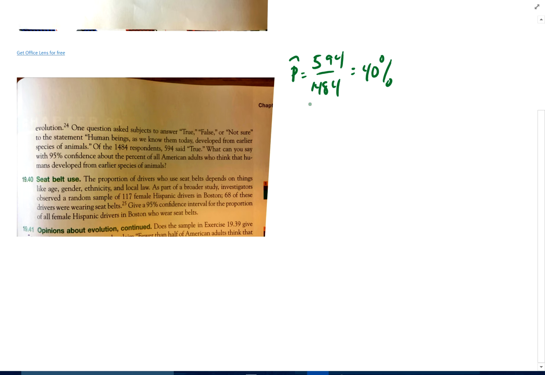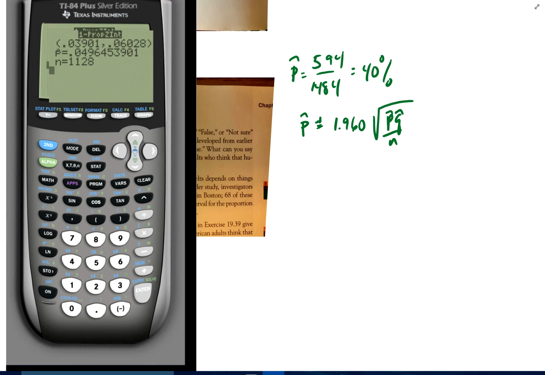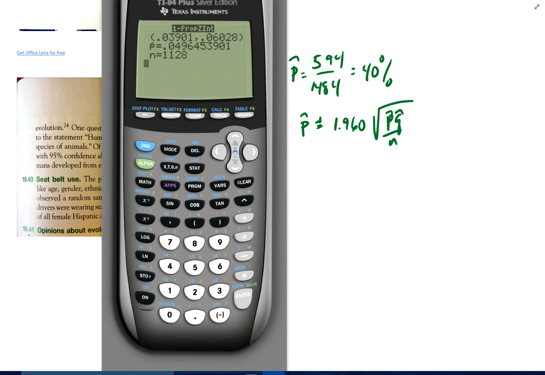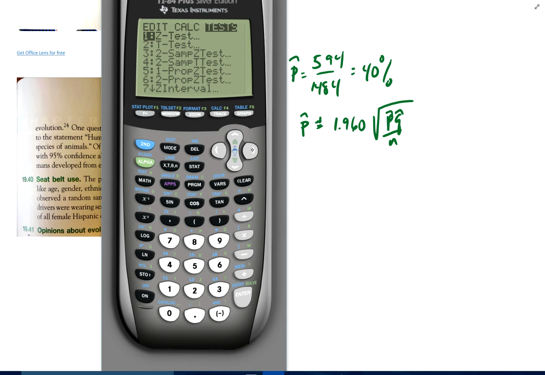So assuming the conditions are all met, as always with these, we have p hat plus or minus 1.960 times the square root of p hat q hat over n. I should know this number by now. I don't. 1 prop z interval. It's going to be 594, and you guys are probably like, okay, enough of these.